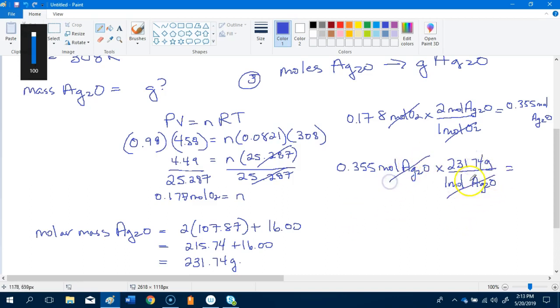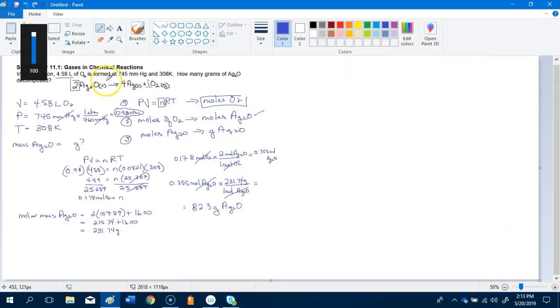My moles cancel out, leaving me with grams, and my answer is going to be 0.355 times 231.74 is equal to 82.3 grams of silver oxide that is decomposed through this formula here.